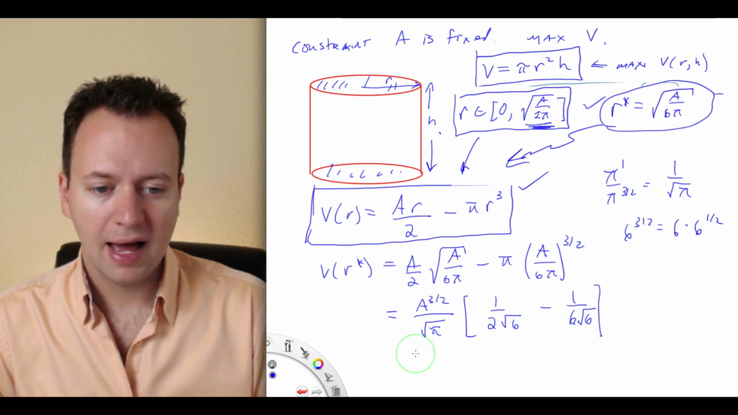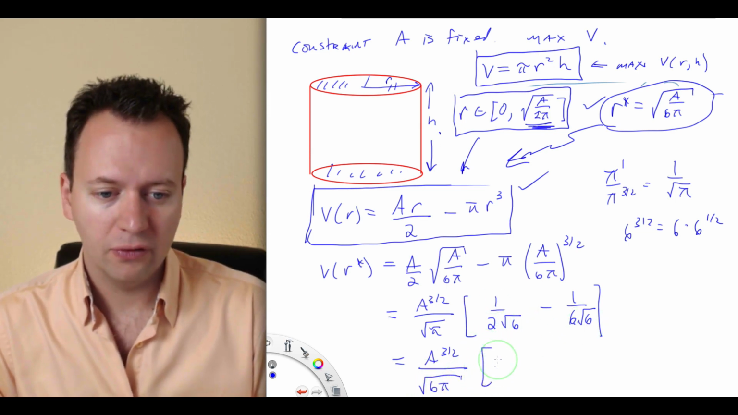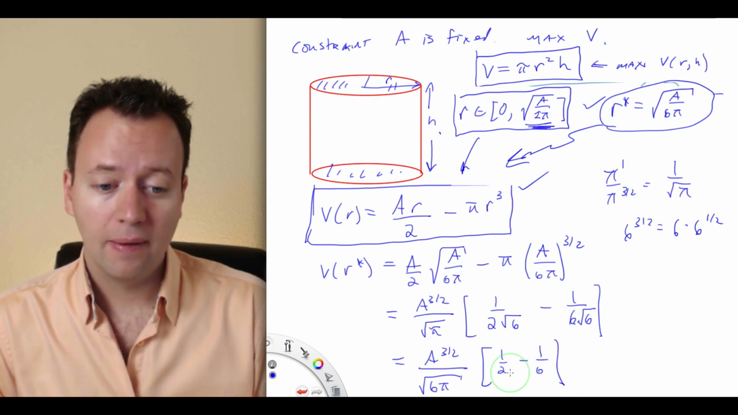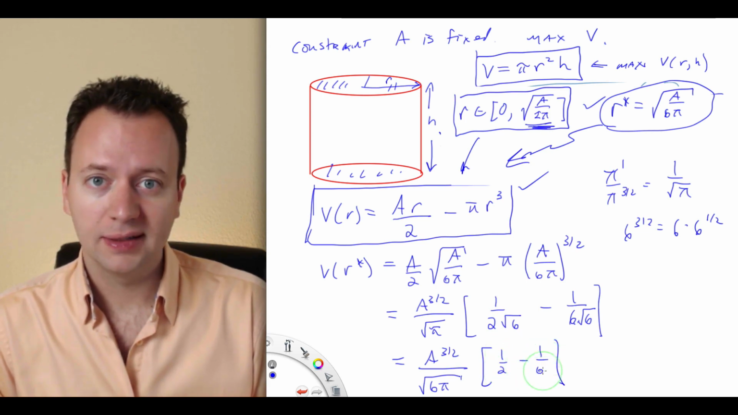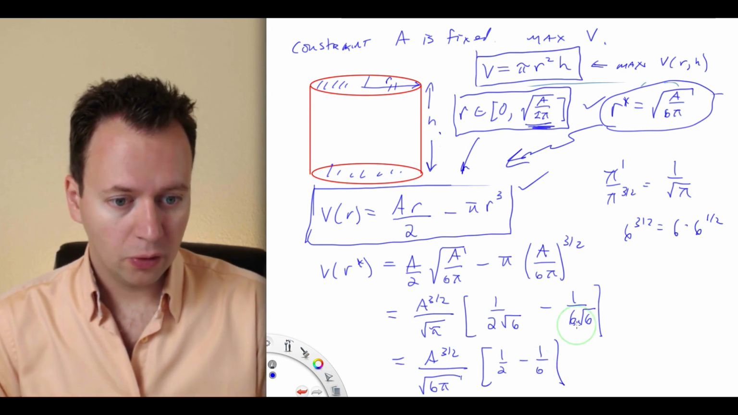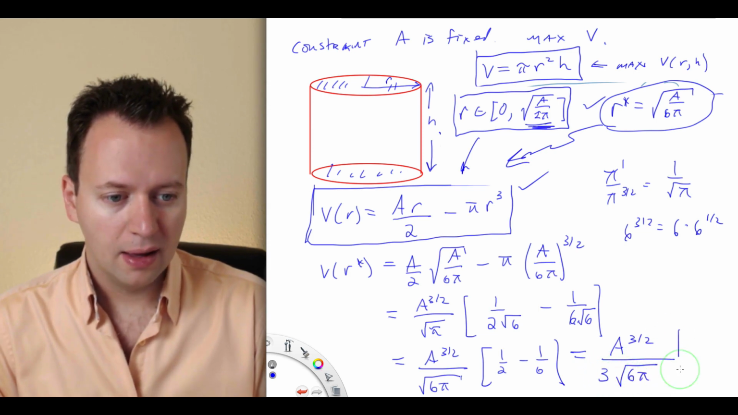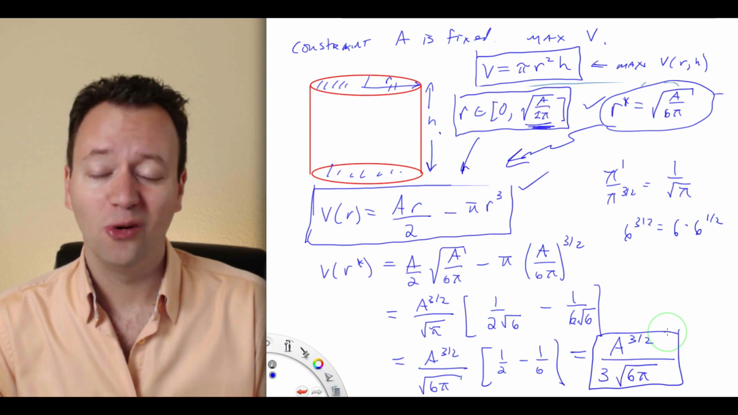Now notice I also have a common square root of 6. So it's a to the 3 halves divided by root 6 pi. And then we have 1/2 minus 1/6 left over. Well, 1/2 is equal to 3/6, and 3/6 minus 1/6 is 2/6, or 1/3. So the whole thing is equal to a to the 3 halves over 3 square root of 6 pi. What a nice, simple formula.